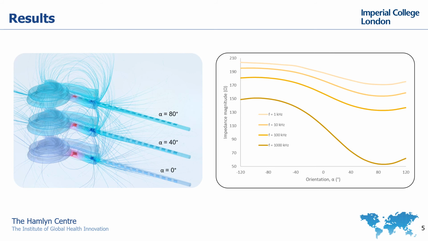These results show that the impedance magnitude changes significantly as the electrode array orientation within the cochlea changes. We can also notice how these changes become more obvious as we increase the frequency of the simulated current source.